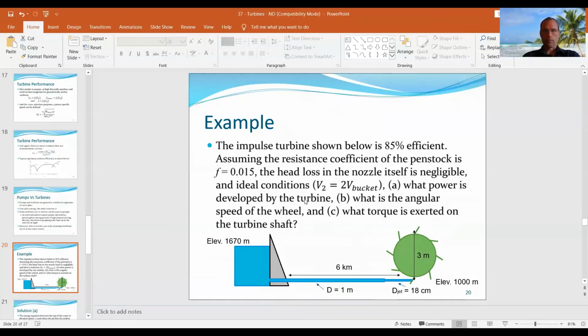One, what power is developed by the turbine. So how much power am I getting out of this? Two, the angular speed of the wheel. And then finally, what torque is exerted on the turbine shaft.